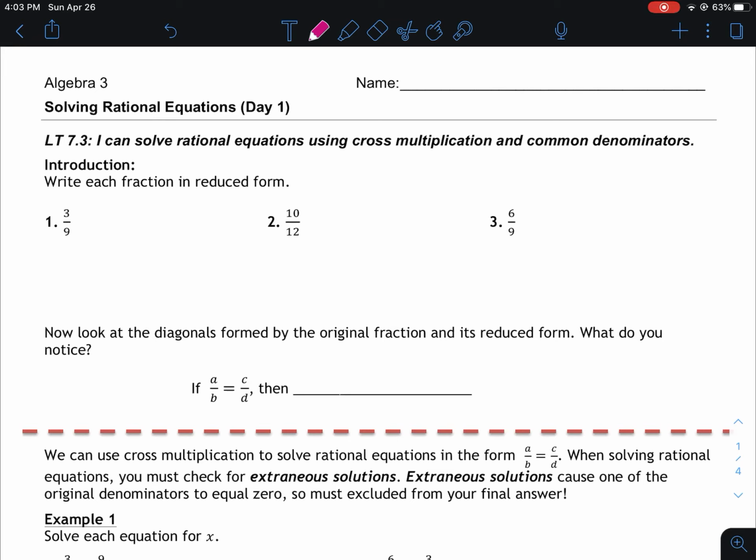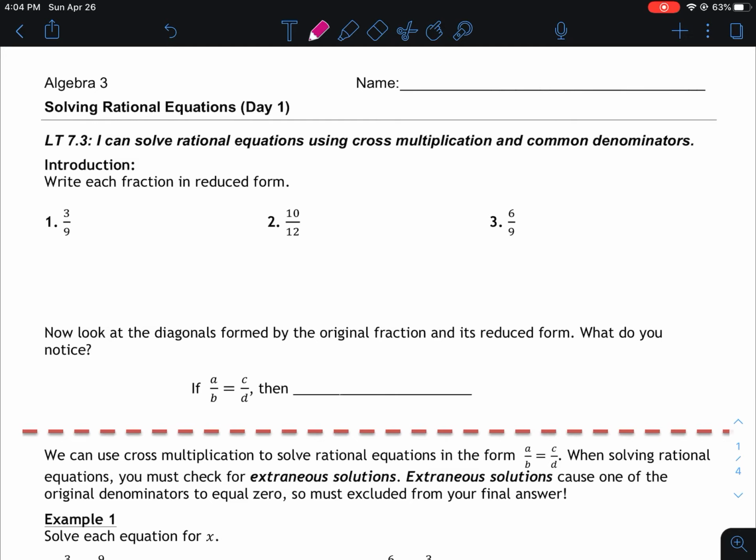This week we're going to look at solving rational equations, and good news, this is the last week of new material. We'll review next week and have a quiz, and then review and have a test, and then you're done. So that's all we have left for Algebra 3. So let's get right into it.